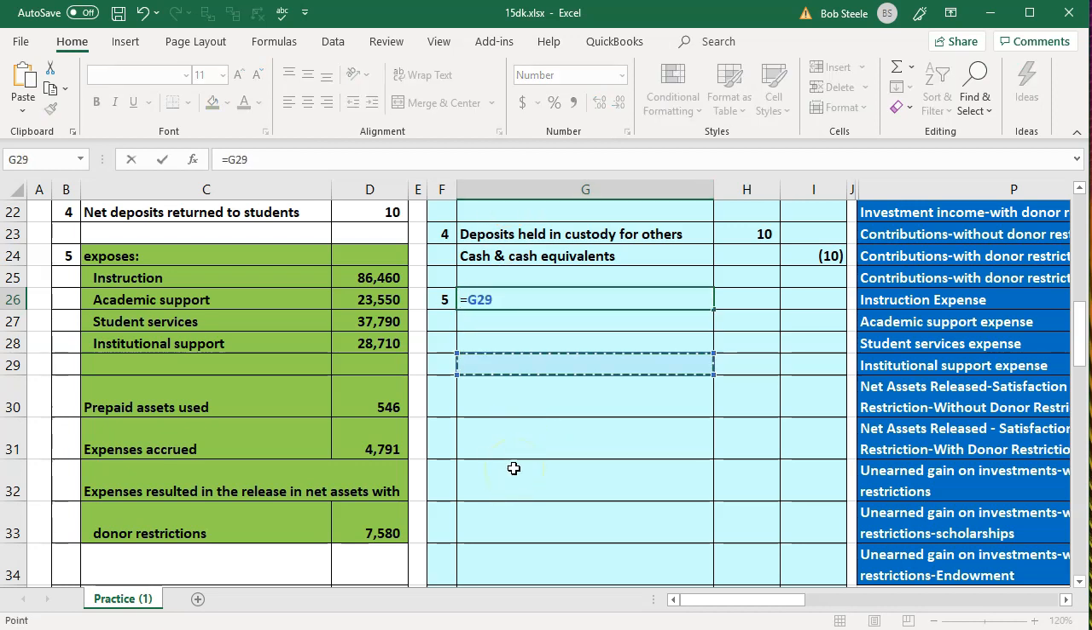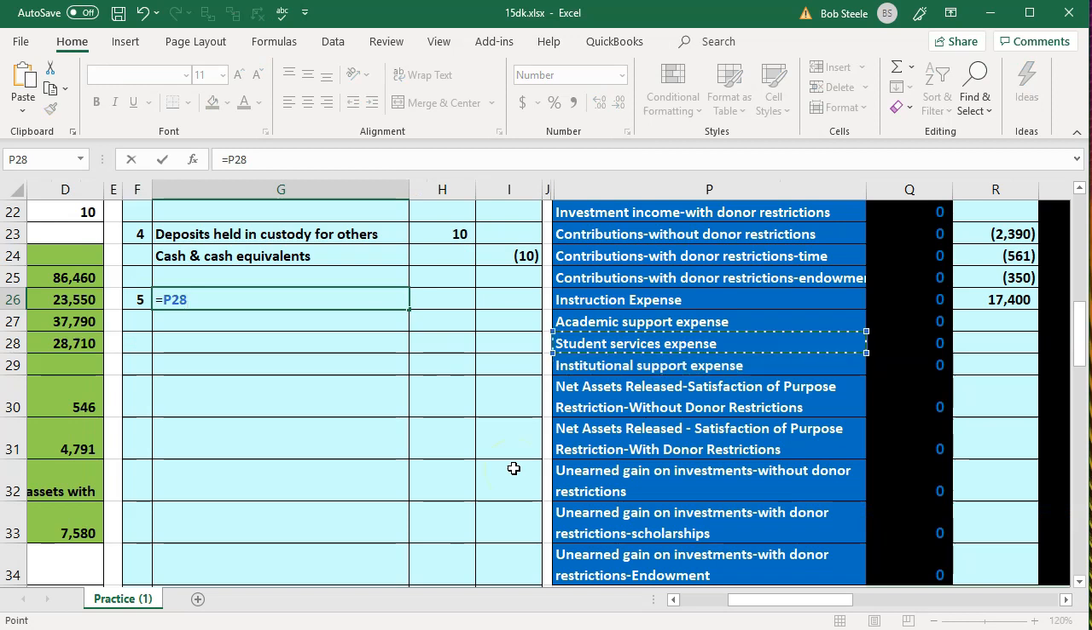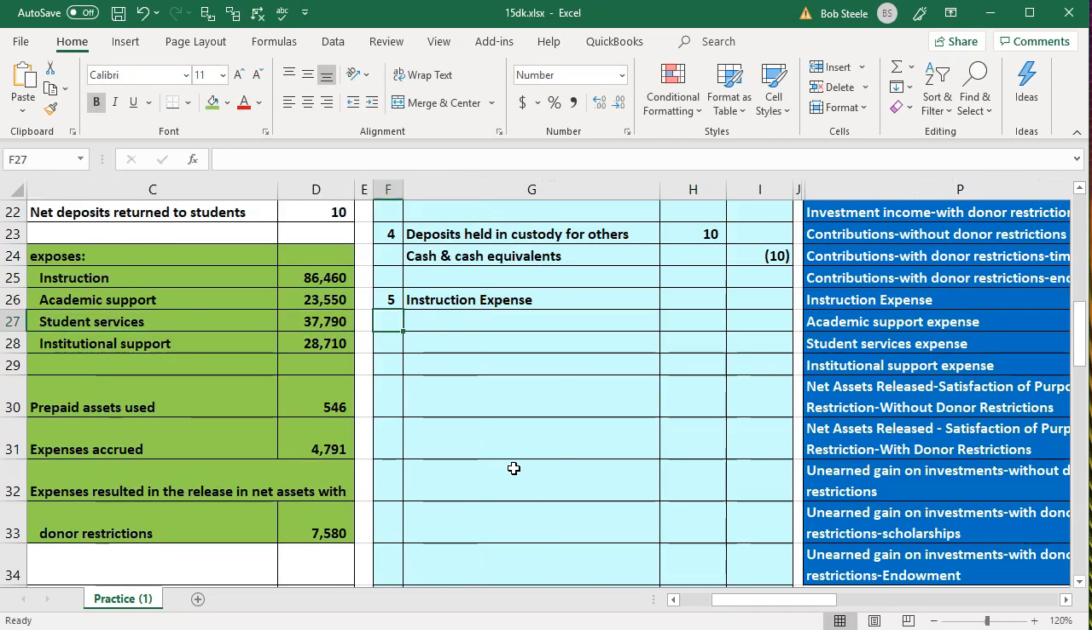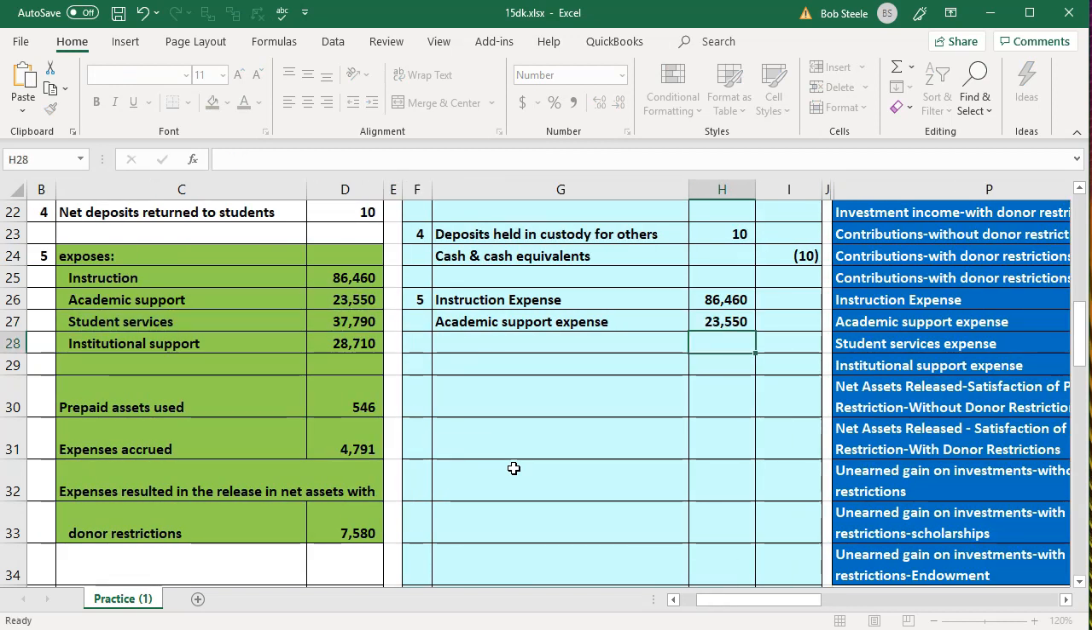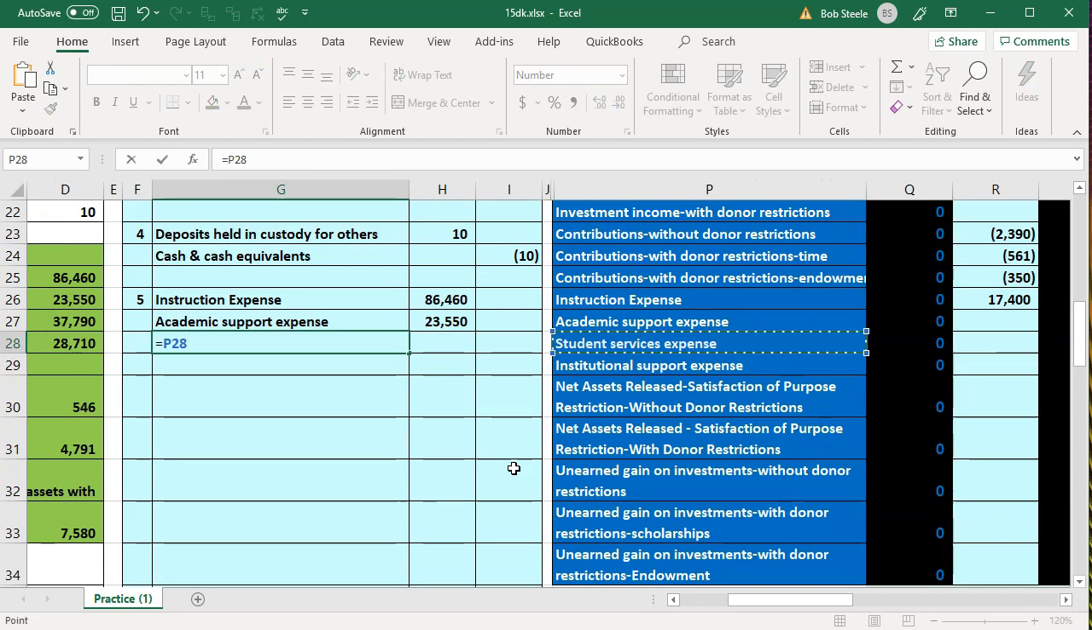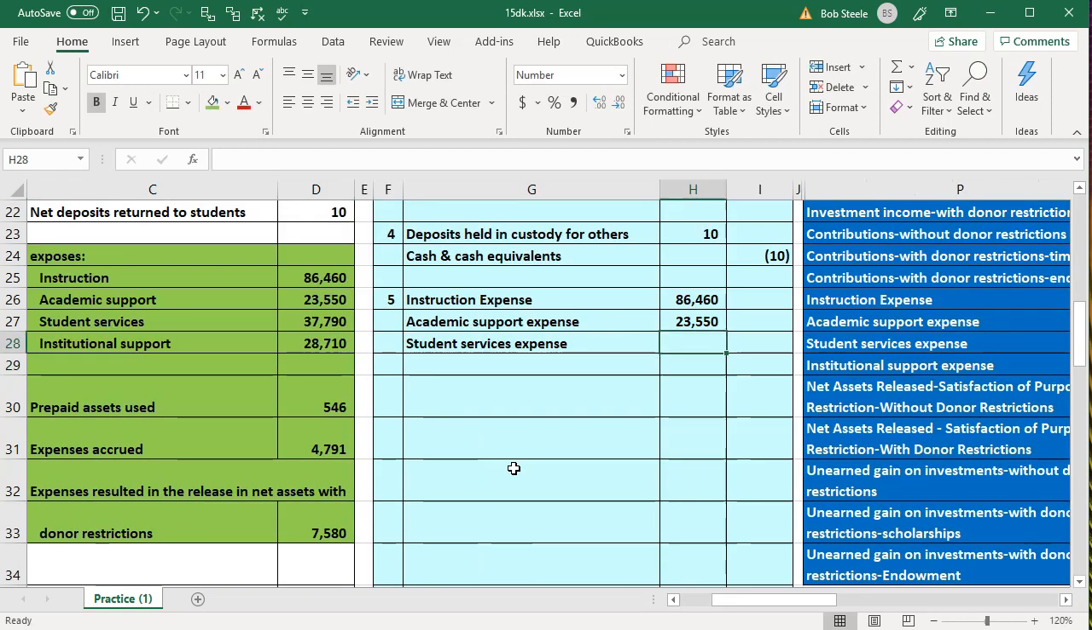So I'm going to scroll back down. We're going to pick up the instruction expense. That'll be the debit. And that's going to be equal to that 86,460. Then we have the academic support. So that's going to be academic support expense. And the amount there is going to be the debit of the 23,550. Then we have the student services. So we're going to say student services expense and enter. The amount there is going to be a debit. So the debit is going to be equal to the 37,790.